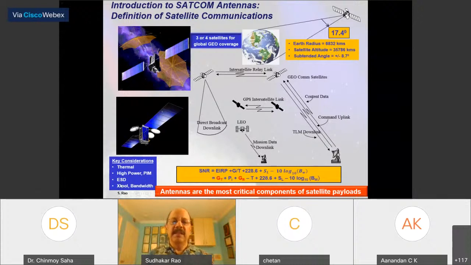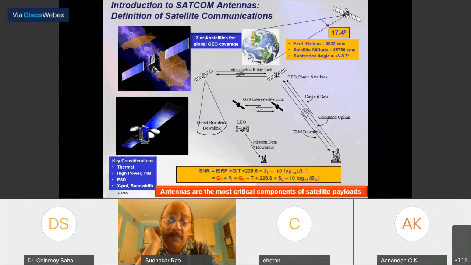So what is difficult in satellites? The main considerations, what you see on the bottom left, is thermal. They have to operate at very hot and cold temperatures. When the sun hits the satellite, it goes up to plus 180 degrees or so. And when the sun is on the back of the satellite, it gets very cold, goes to minus 160. So it's basically a 340 degree difference.